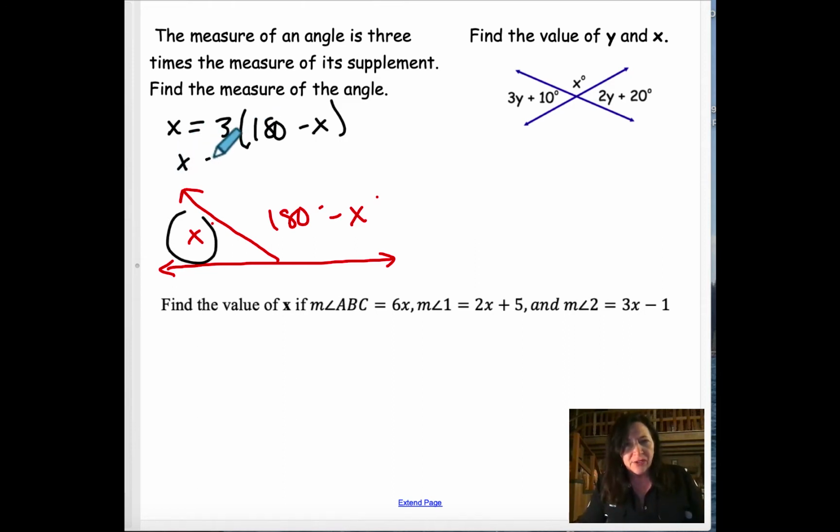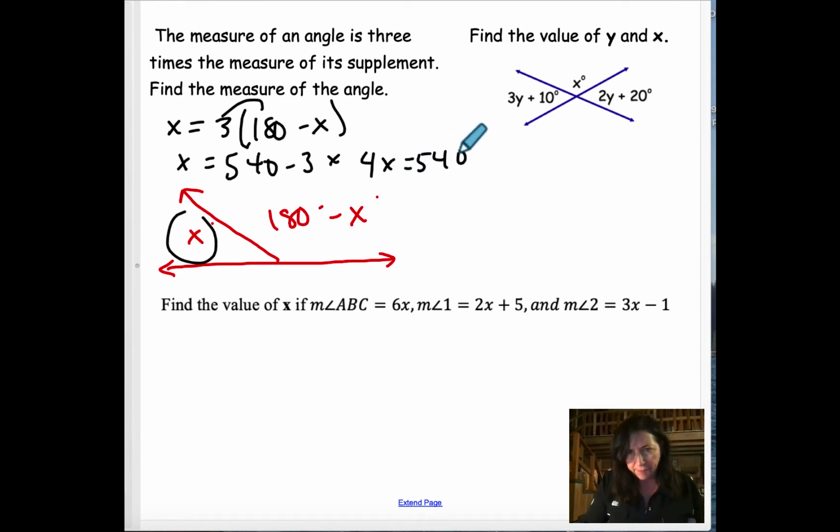So x is equal to 3 times 180, which is 540, and then 3 times negative x is negative 3x. I'm going to move that to the other side, so I'm going to add 3x to both sides. On the left, I get 4x is equal to 540. I'm going to divide 540 by 4, and I get 135. So x is equal to 135 degrees. So my angle is 135 degrees.